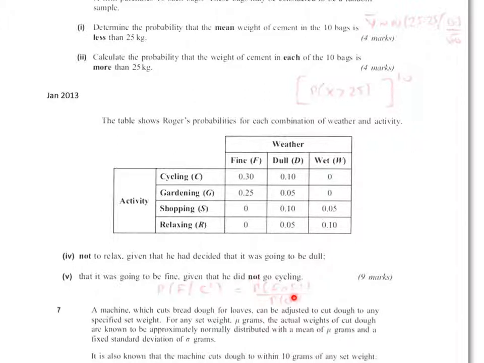But the probability on the top you might have to interpret. So what does this mean? Well, this means that it's fine and he does not go cycling, which in the context of this question means it's fine and he goes gardening. That's the only other option apart from cycling. So the top part of this calculation, you would have to work out the probability of it being a fine day and him going gardening.